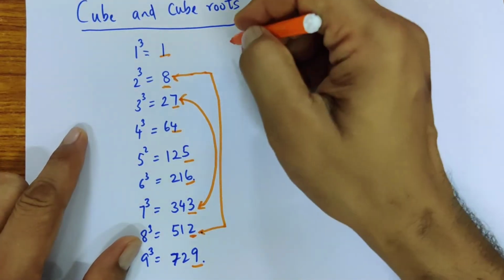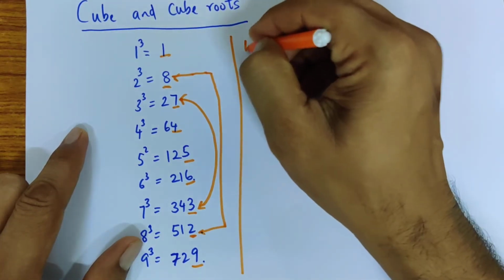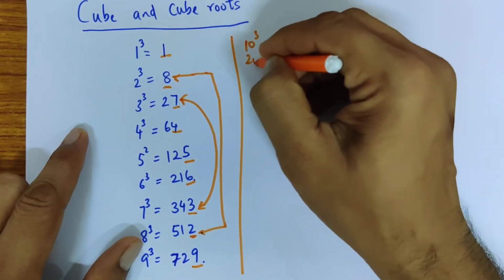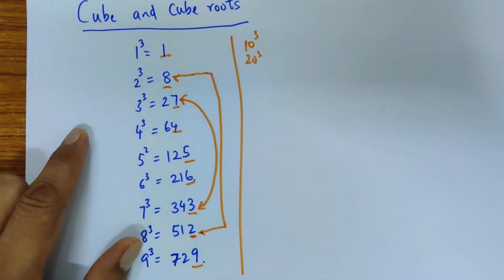And just as last time we did for square roots, we can look at 10 cube, 20 cube and so on. We know what these will be. So let's write that down also.